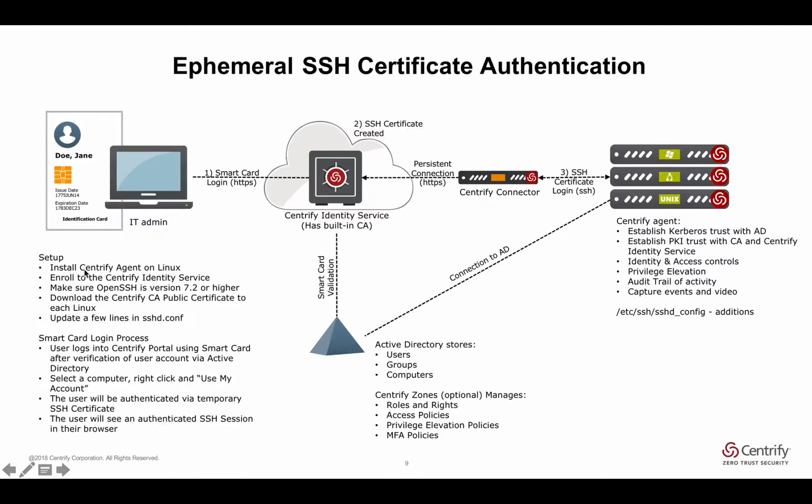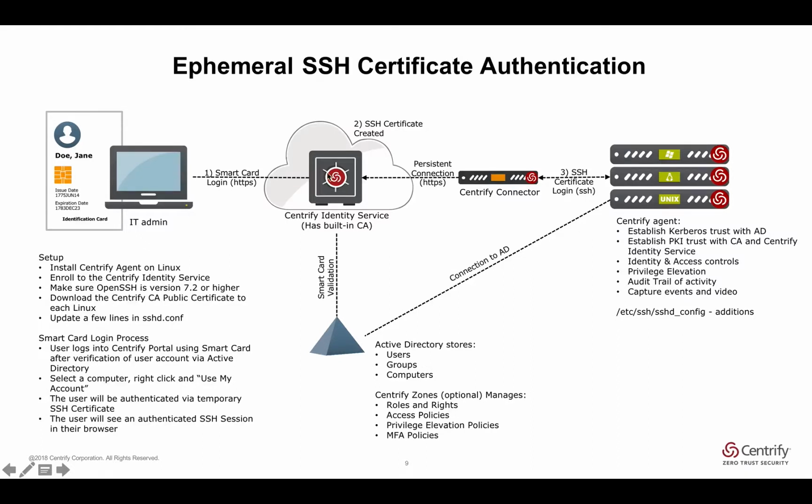So the steps: we're installing the Centrify agent on Linux, that cloud agent we talked about that's joined to the cloud. We enroll it. We make sure the OpenSSH has to be a certain level. Can't use the old ones. There's a master Centrify SSH key. So there's a CA built into every tenant. There's a master key, and I'll show you where to download that. You download that and put it on every Unix machine, and you update a few lines in the sshd.conf to point to that master file, and a couple other SSH configuration changes. Really simple. Now the user can log on with the smart card, like we did, that SSH certificate is generated, and they'll be able to use my account, just like I showed you. And they'll get that SSH session, all right?